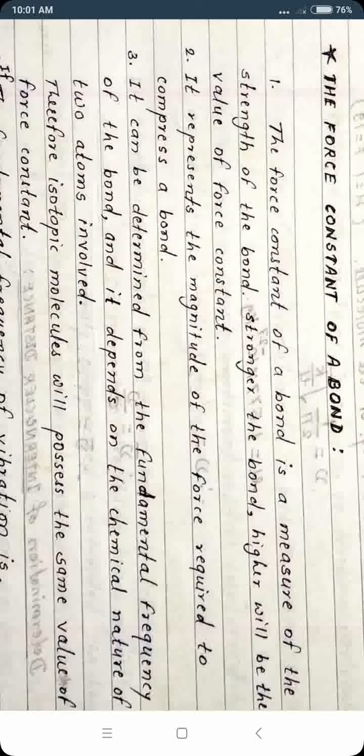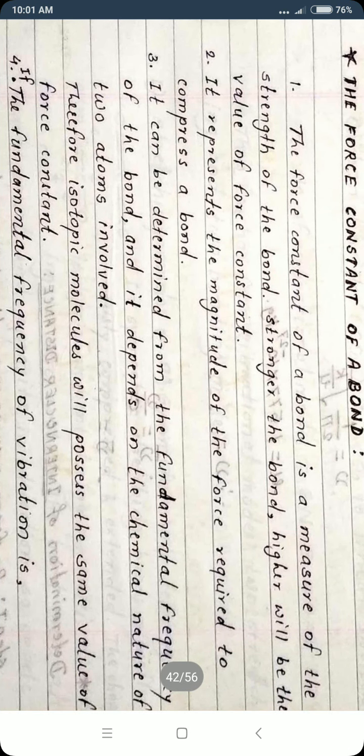Hello students, today we discuss the force constant of a bond, which is represented by small k. The force constant of a bond is a measure of the strength of the bond, that is, the stronger the bond, the higher will be the value of that force constant, while the weaker the bond, the smaller the value of that force constant.